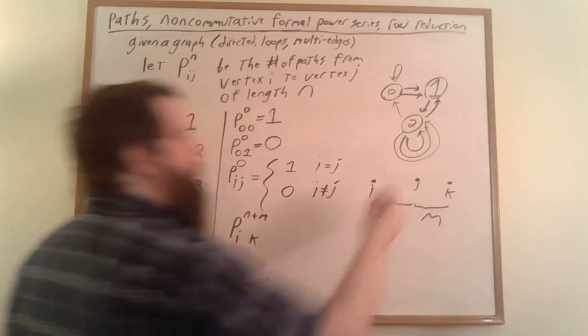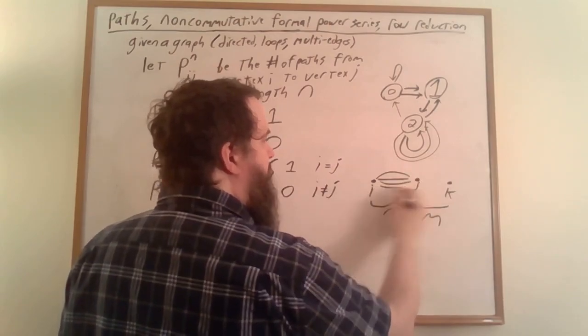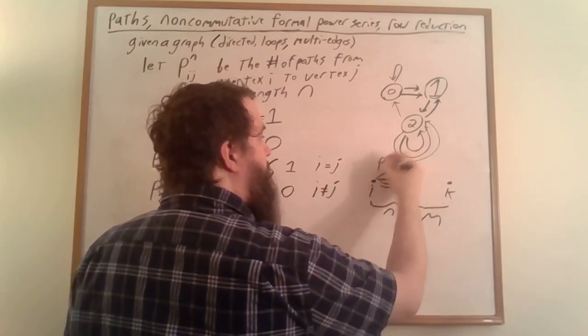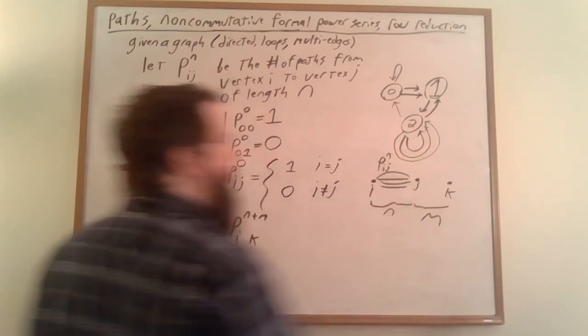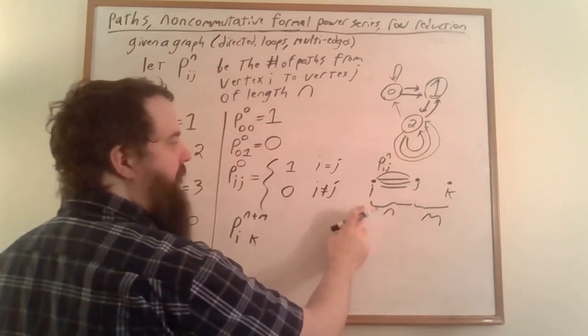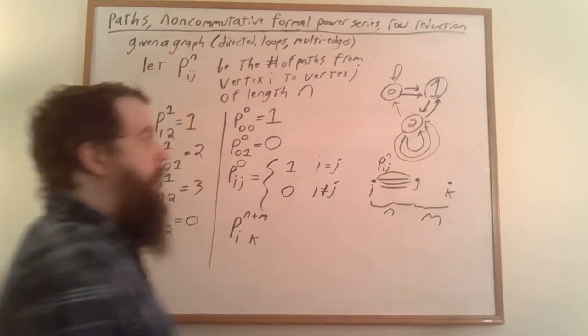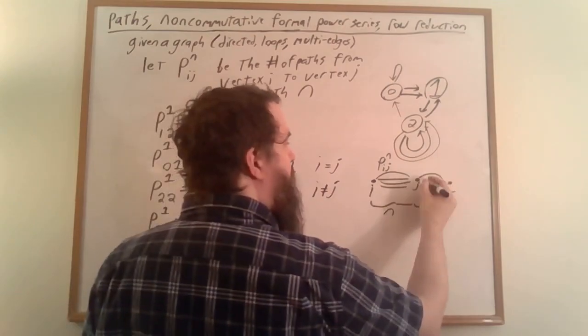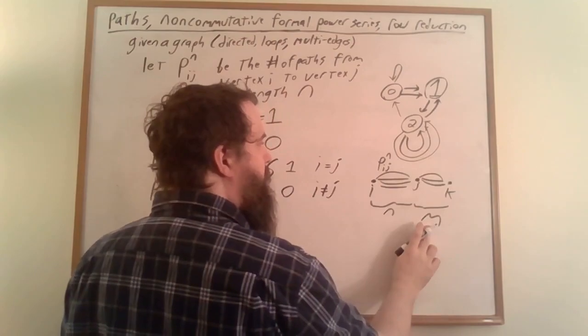Well, there's lots of different ways of getting from vertex i to vertex j. In particular, there's p superscript n sub ij of them, the number of paths of length n going from vertex i to vertex j. And then there's going to be lots of different ways of getting from vertex j to vertex k in m turns.